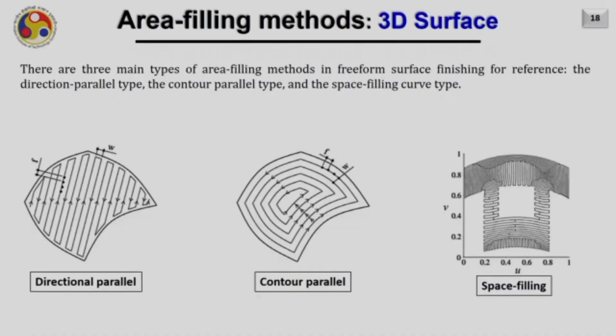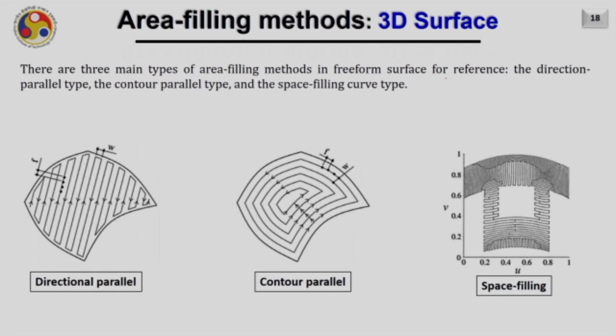The popular area filling strategies for such cases are shown here. There are three main types of area filling methods in free-form surfaces. For reference, the direction parallel, the contour parallel, and sometimes the space filling. However, not many tool paths are easily available for adding the material on the curved surface. Usually we take the help of the existing CAM packages and extract the strategies that are associated with finishing or the machining strategies to get the G codes, and then we add the material along these tool paths instead of removing it.